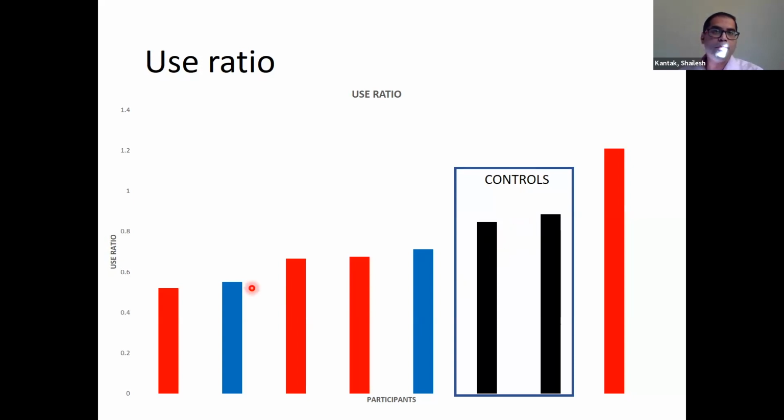The red bars demonstrate data from patients with LCVA, and the blue bars show data from patients with RCVA. As you can see, most patients with stroke use their paretic arm quite a bit less compared to their non-paretic arm, anywhere between 50 to 70%. We do have an exception here, where one patient with LCVA uses his paretic right arm more than his non-paretic left arm.